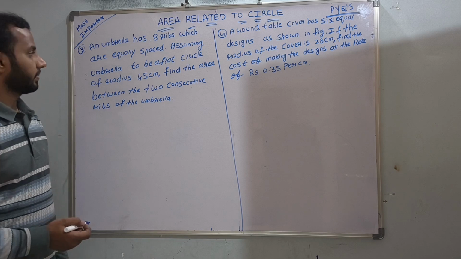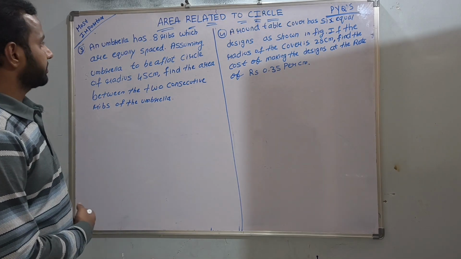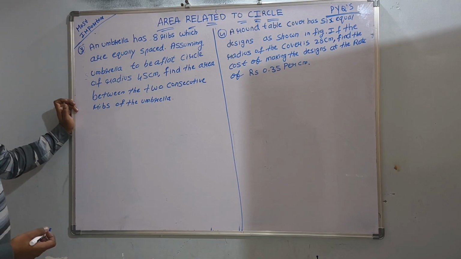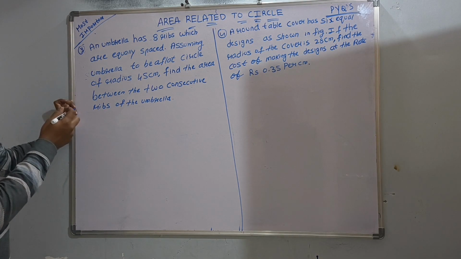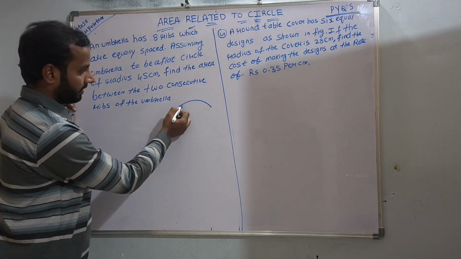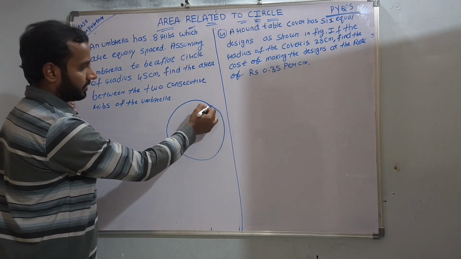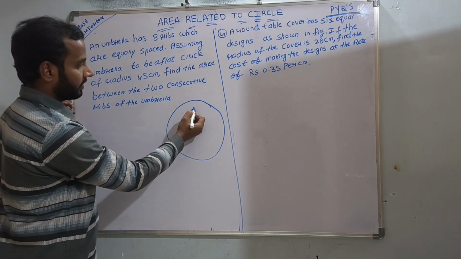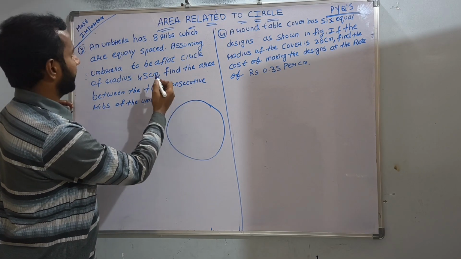Coming to the next question. An umbrella has 8 ribs which are equally spaced. Assuming an umbrella to be a flat circle of radius 45 cm, find the area between the two consecutive ribs of the umbrella. For example, assuming the umbrella to be a flat circle, the umbrella has 8 ribs.